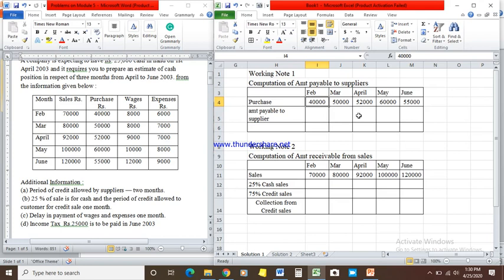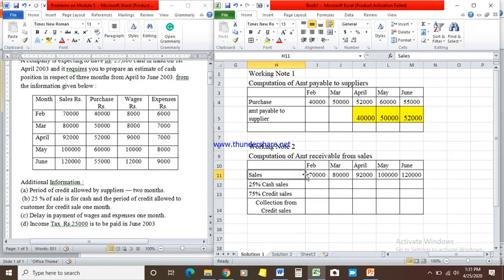So this amount 40,000 will be paid in the month of April. Then March 50,000 will be paid in the month of May. And April 52,000 will be paid in the month of June. Now these figures are important for us while recording in our cash budget under the cash payment section. Similarly, now on account of sales, we need to look into how much amount we will be receiving.